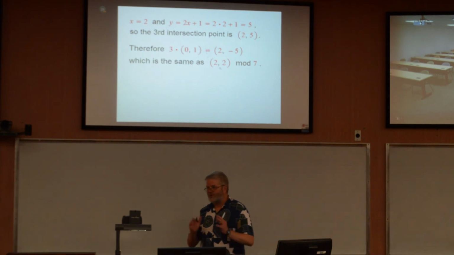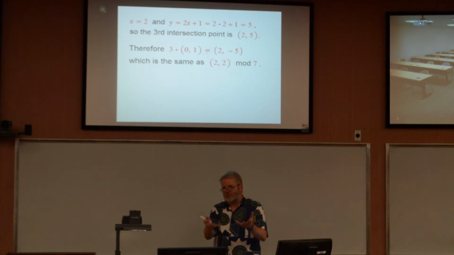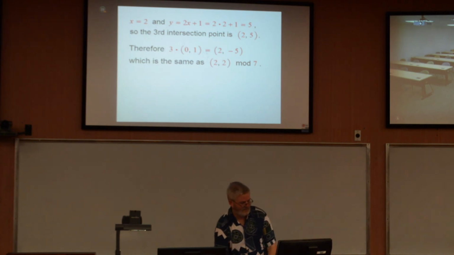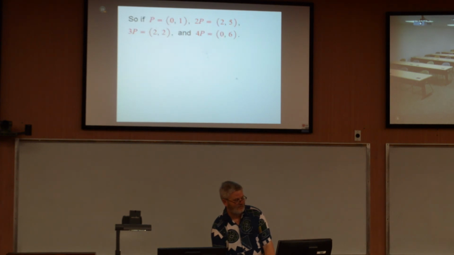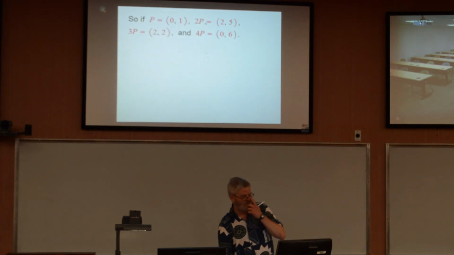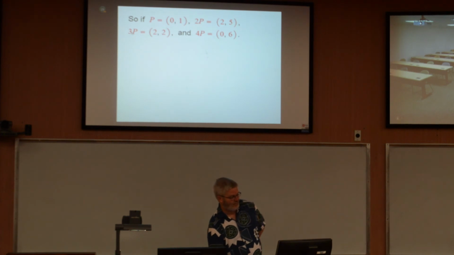If you start thinking, oh, we're coming back to other points, it's because our group is so small. We're going to come back to different points. So using these same techniques, you can show that 4 times (0, 1) is (0, 6). And so here are the points. If P is (0, 1), 2P is (2, 5), 3P is (2, 2), and 4P is (0, 6).